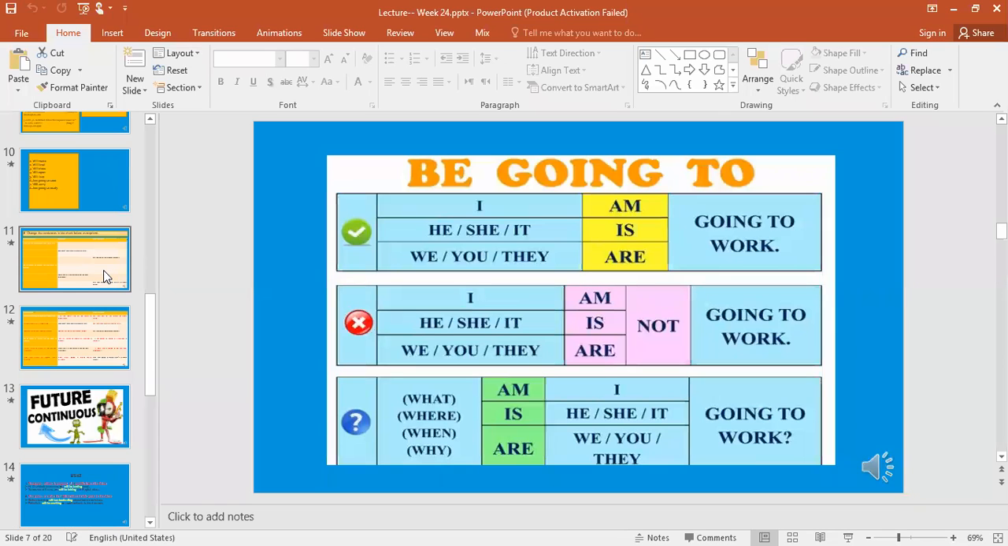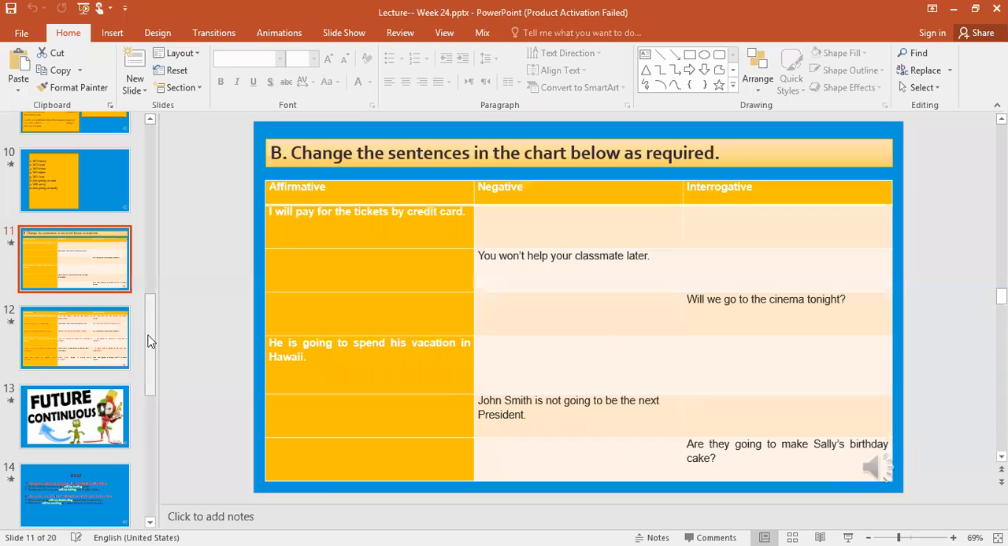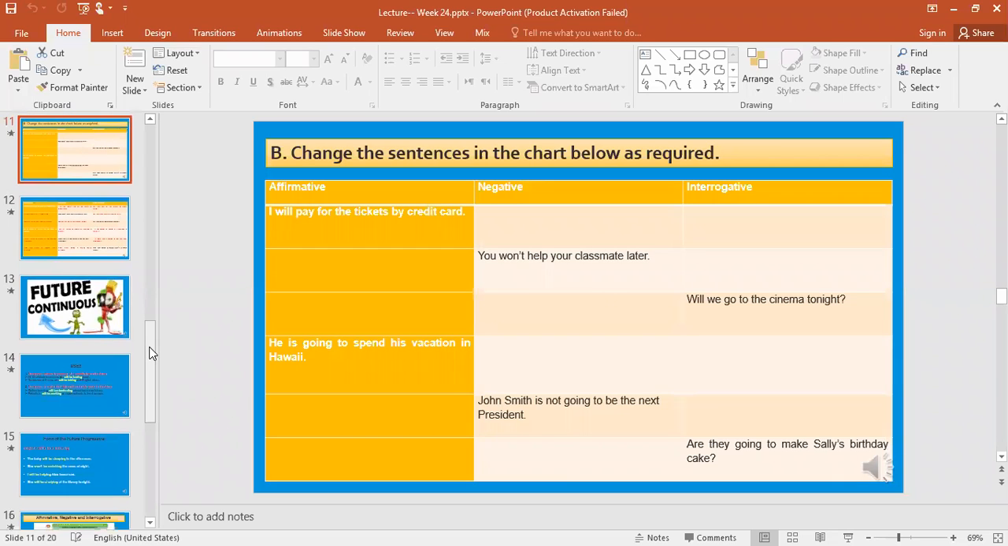Let's now move to the exercise. Change the sentences in the chart below as required by raising your hands. I will pay for the tickets by credit card. I want the negative form. The negative, I won't pay for the tickets. Very good. I will not pay for the tickets by credit card.